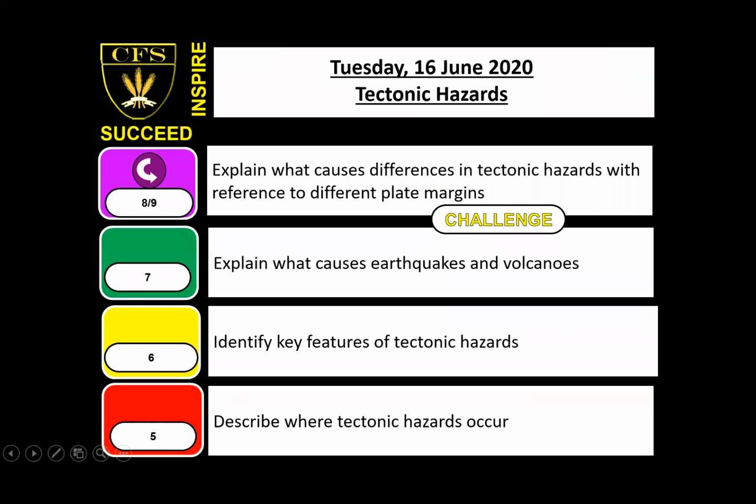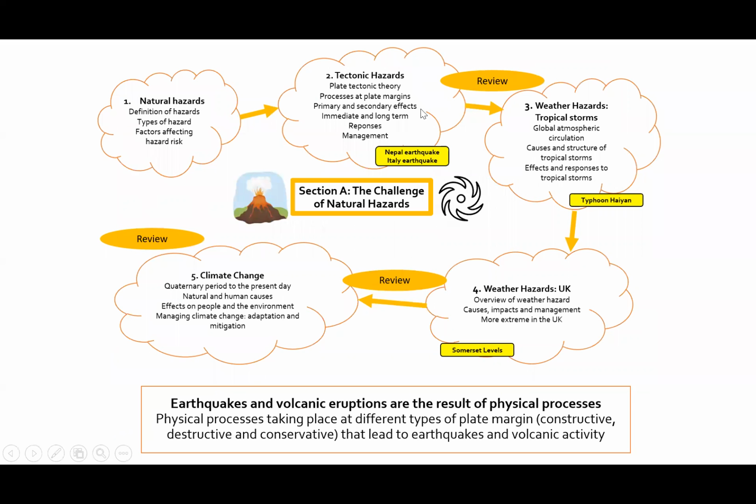Okay, so we're looking at tectonic hazards today. We're looking at earthquakes and volcanoes, where they occur, their key features, what causes them, and why they are different at different types of margin. So referencing the processes that are destructive or constructive to help explain why your earthquakes and volcanoes can be different in different places. So we're still here looking at the processes. We'll look at the effects next lesson.